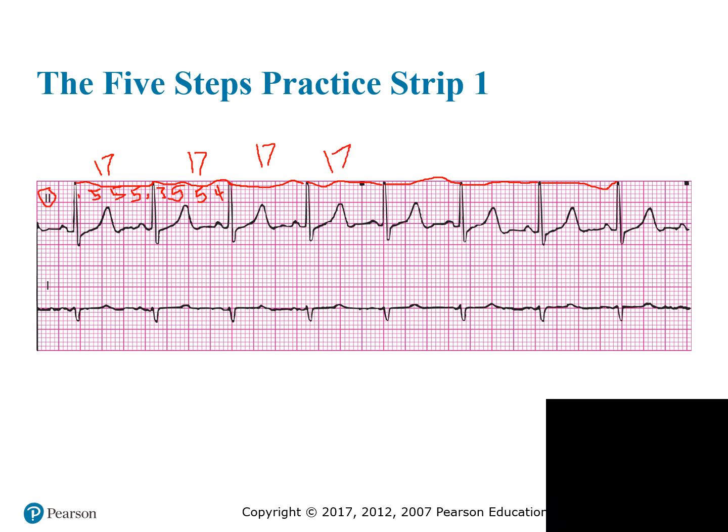5, 10, 11, 12, 13, 14, 15, 16, 17. 5, 10, 15, 16, 17. 5, 10, 12, 13, 14, 15, 16, 17. So it's 17 straight across.